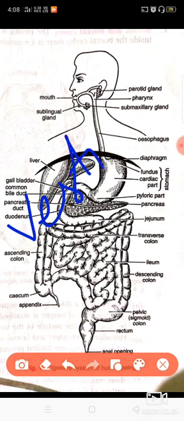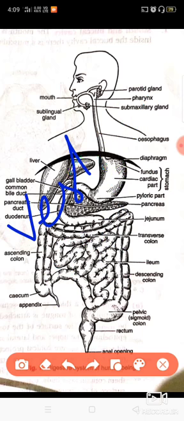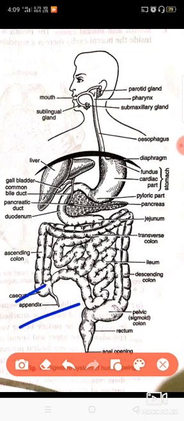Okay, these are the vestigial organs. What are vestigial organs? These are the organs which were functional in our ancestors, but now these are not functional, meaning they do not have any role in our body. Okay, so cecum and appendix, no function.